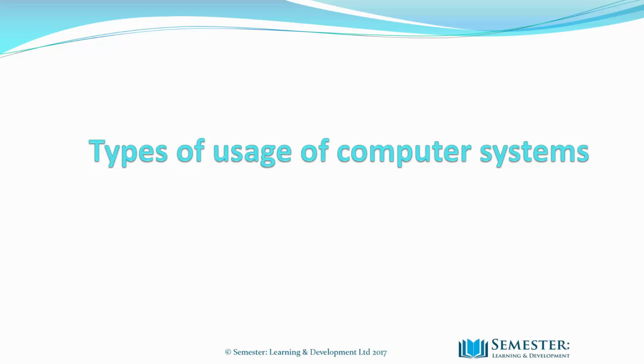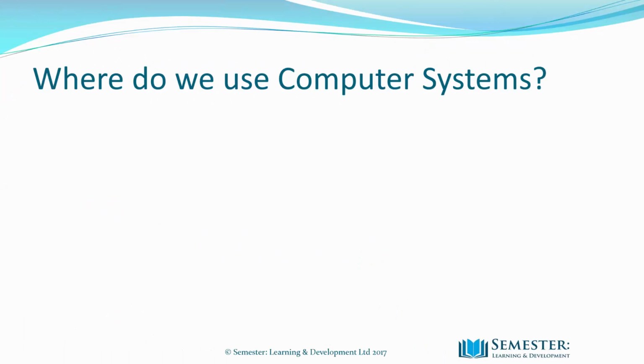So let's start to look at the types of usage of computer systems. In this video we're going to explore the ways in which computer systems are used and the functions that they can perform. But first, let's start to think about where we actually use computer systems. Well, there are a couple of obvious ones.